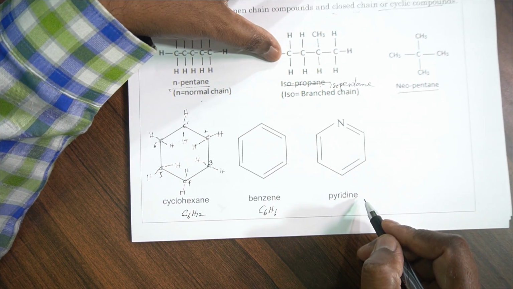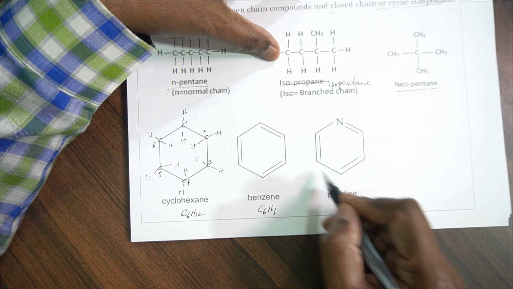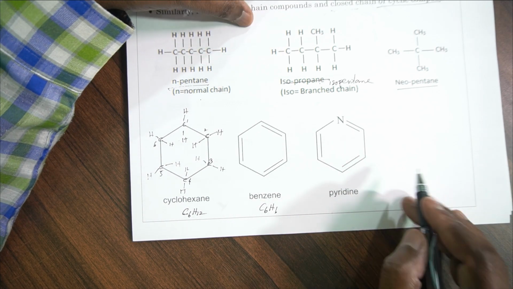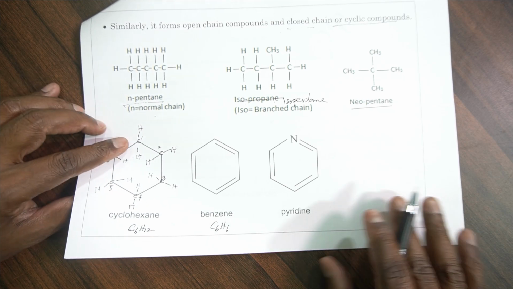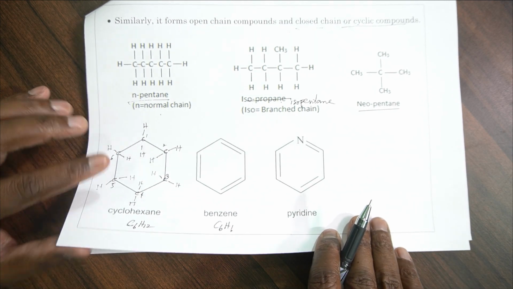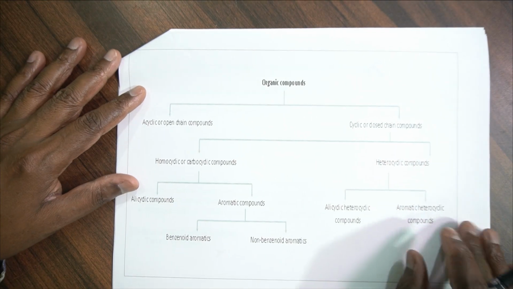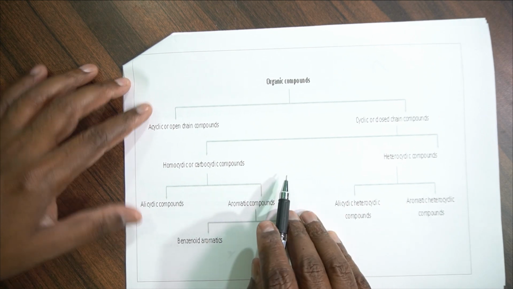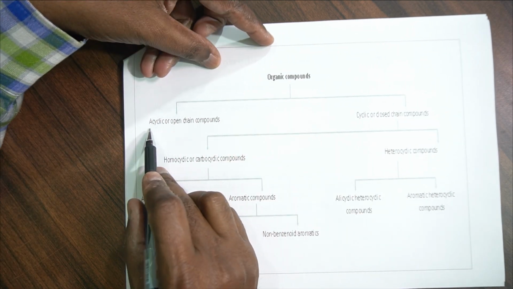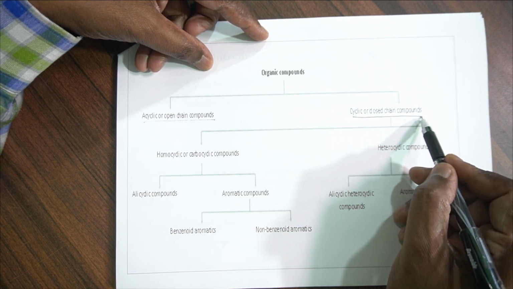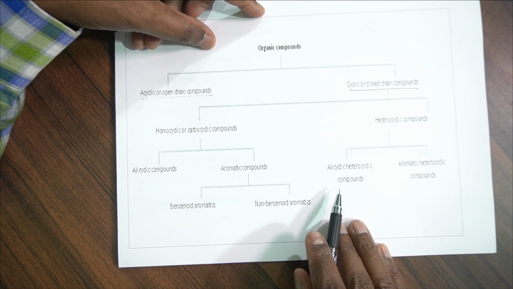Then there is another compound, pyridine. Here 1 nitrogen and the remaining are carbon and hydrogen. So this is also a ring compound or a cyclic compound. So organic compounds can be open chain or closed chain, that is cyclic compounds. Now organic compounds can be classified, as you can find here, as acyclic or open chain compounds, and cyclic or closed chain compounds. This is the broad category of organic compounds.